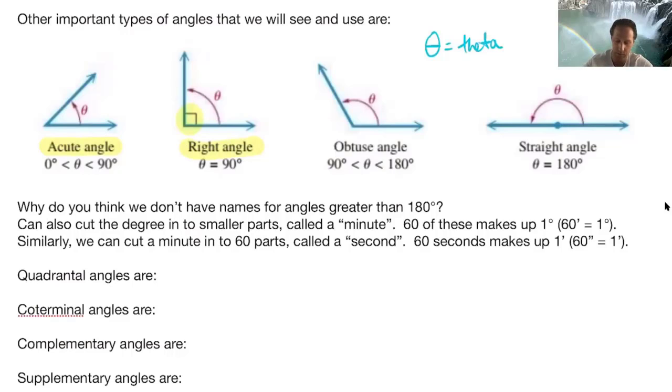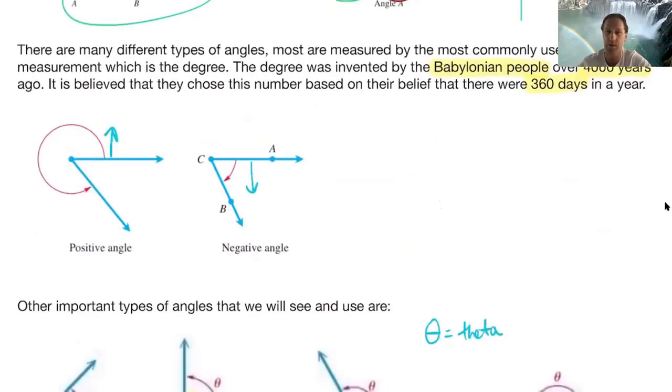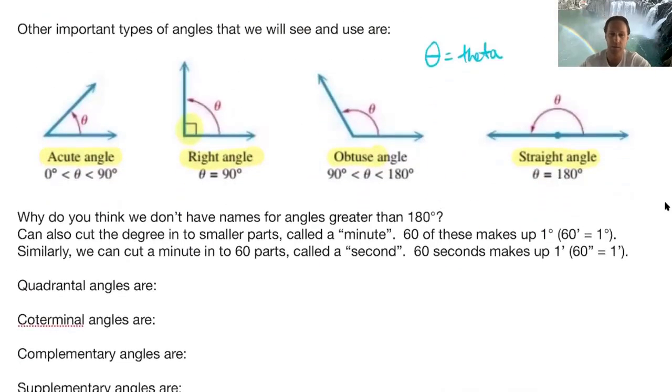Okay, so once we get to that 90 degrees, if we kept going, we would get what is called an obtuse angle. And if we kept going even further, then we would get to 180 degrees, and that is what is called a straight angle. Okay, so those are the types of angles that we're going to deal with. And you may be asking yourself, well, I know if I go all the way around, that gives me a full circle, and that's that 360 degrees you referenced that the Babylonian people came up with. Well, you're absolutely right. So why do we not have names for angles that are greater than 180?